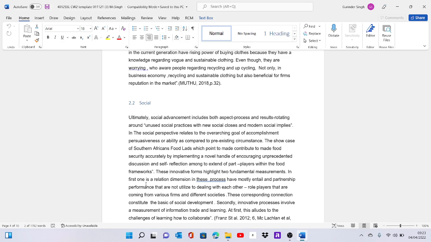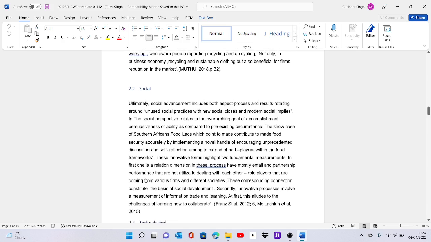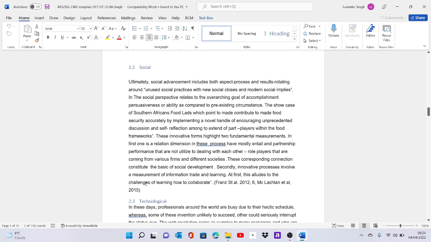This innovation highlights two fundamental dimensions. The first one is a relation dimension. In these processes, partnerships and collaborations are formed among players who are not used to dealing with each other, coming from various and different societies. These corresponding connections constitute the basis of social development. Secondly, the innovation process involves a dimension of formation, trade, and learning. At first, this alludes to the challenges of learning how to collaborate.